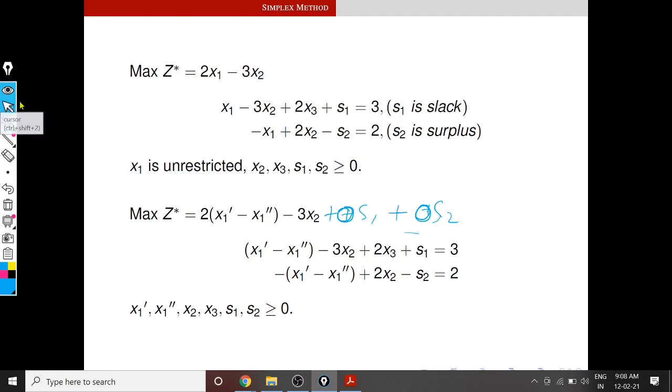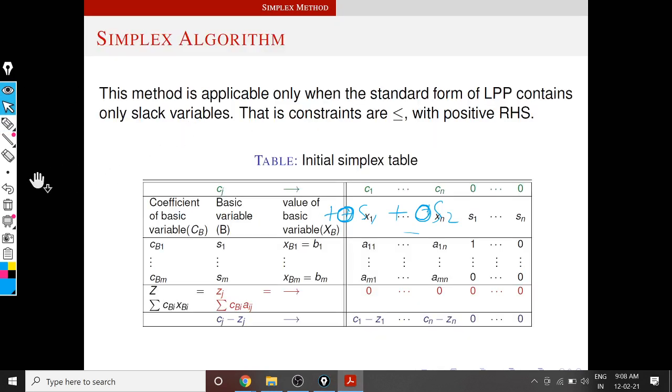Okay, so that's why I'm saying initially these coefficients are 0. These are the costs. Initially the basic variables are slack variables, and their costs are 0.